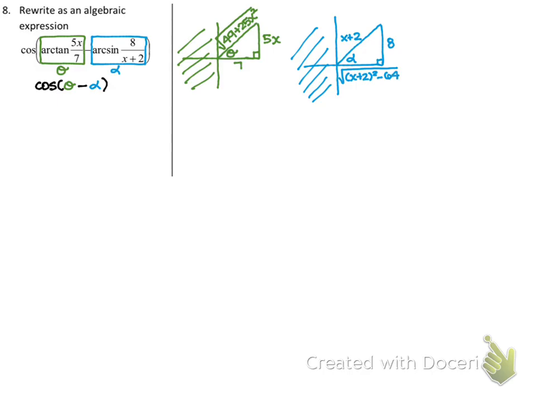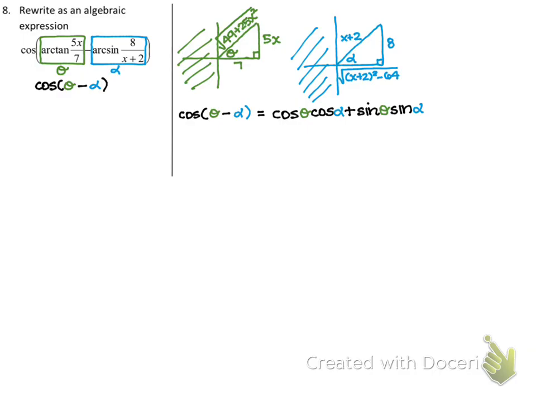Okay, now let's use the cosine formula. So I've got cosine of theta minus alpha. Okay, so this is going to be cosine, cosine, opposite, sine, sine. So I'm just going to bounce back and forth in between my triangles and write stuff down.